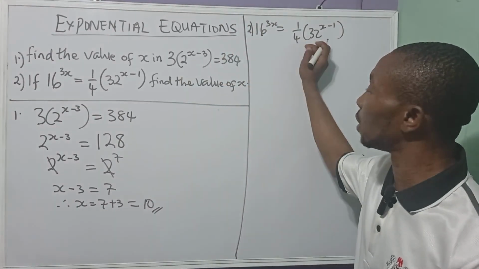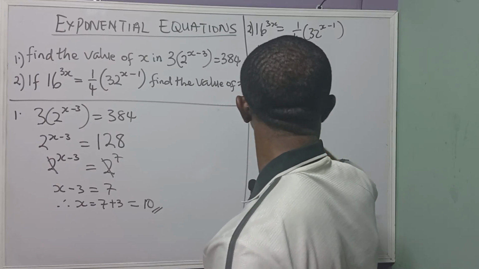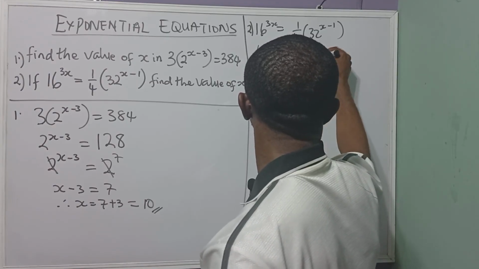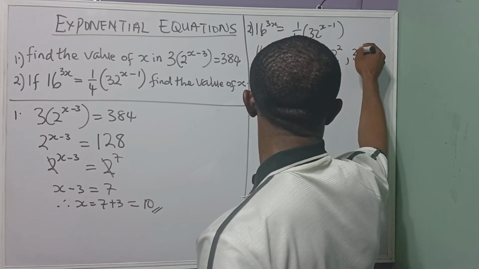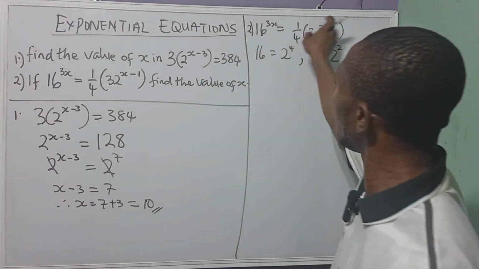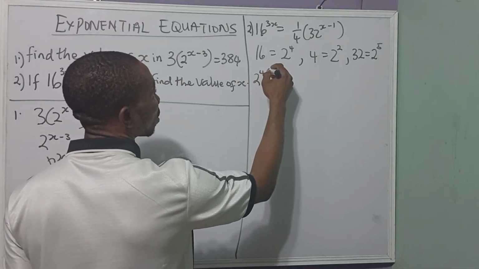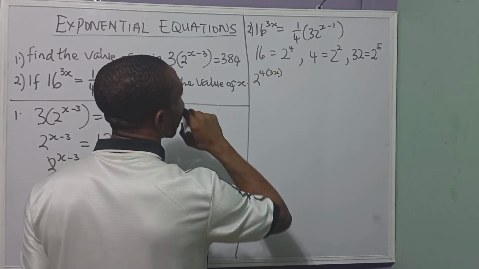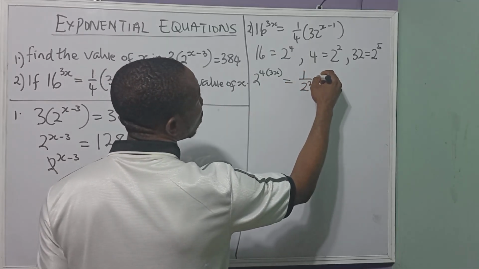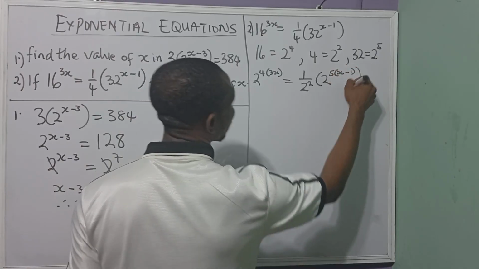Since we can put all this in base 2, we have our 16 as 2 raised to power 4, our 4 as 2 raised to power 2, and 32 as 2 raised to power 5. Now replacing all this in here, we have 2 raised to power 4 bracket 3x equals 1 over 2 raised to power 2 bracket 2 raised to power 5 bracket x minus 1.